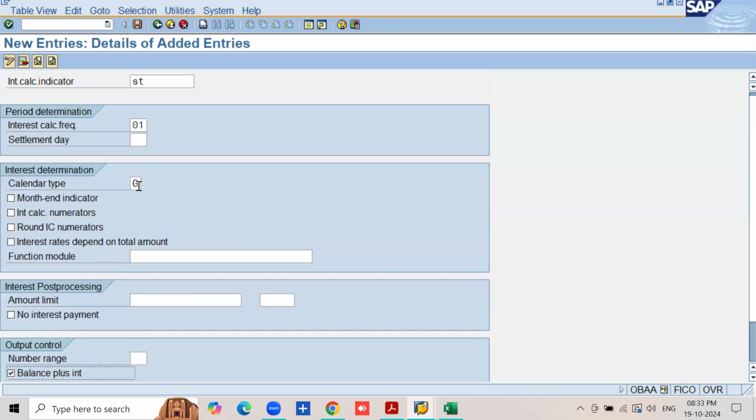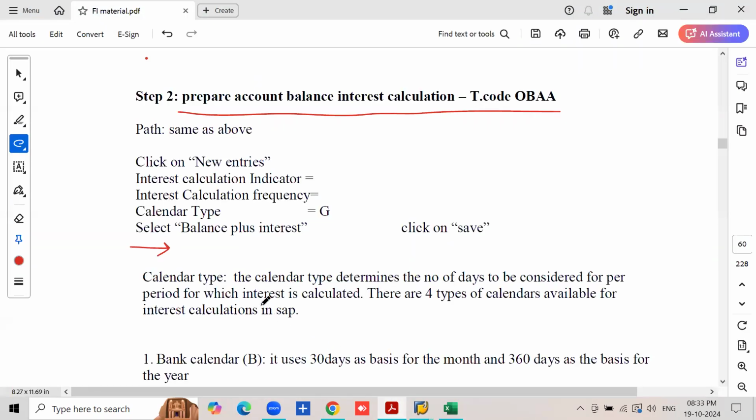Then here we have entered the calendar type, G. So what is the significance of this calendar type? The calendar type determines the number of days to be considered per period for which interest is calculated. There are 4 types of calendars available for interest calculations in SAP.